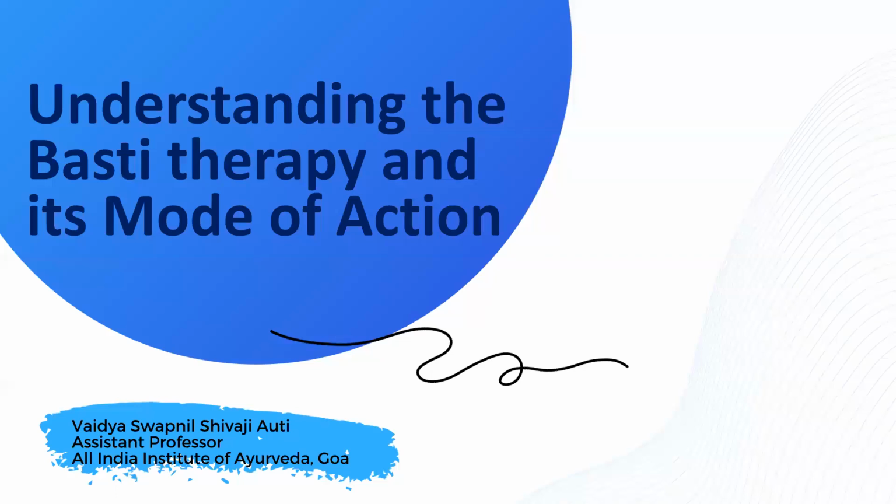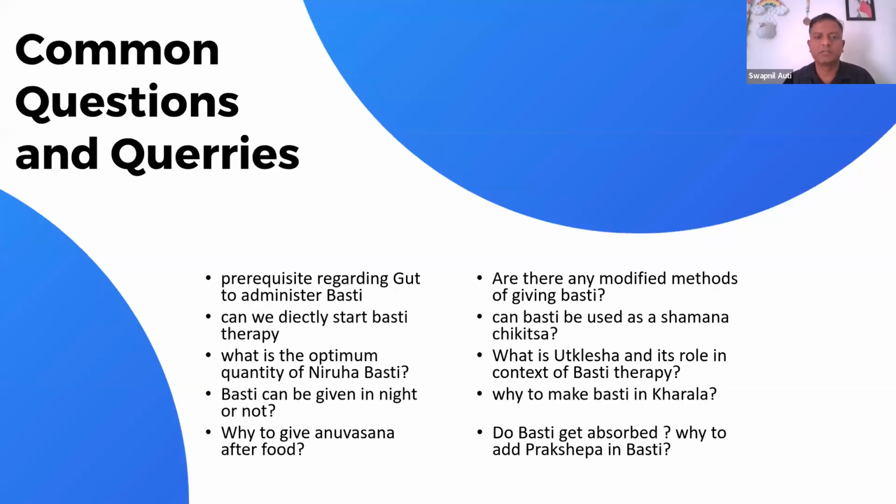So the topic is understanding the Basti therapy and its mode of action. Whenever we talk about the Basti therapy, the primary questions are like these: to which type of patient should we give the Basti? What should be the gut condition while administering the Basti? Can we directly start the Basti without doing any Shodhana procedure like Vamana or Virechana? What will be the optimum quantity of the Basti? Can Basti be given at night or not? Why give Anuvasana after food?